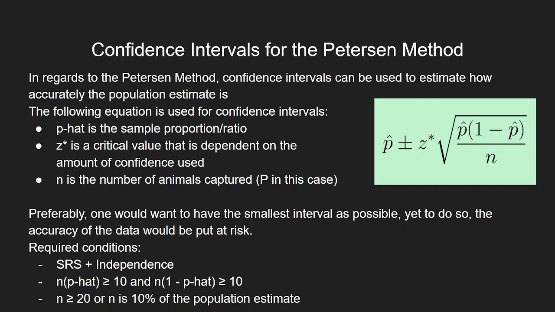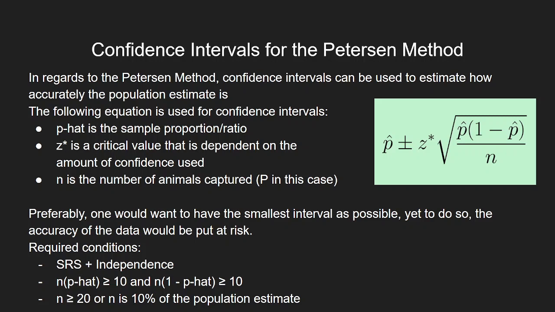And as I mentioned before, we can use confidence intervals with our estimate from the Peterson method to see how accurate our calculations were. The formula used for confidence intervals is p hat plus or minus z star times the square root of p hat times 1 minus p hat all over n. And the variables in the formula are defined down below.